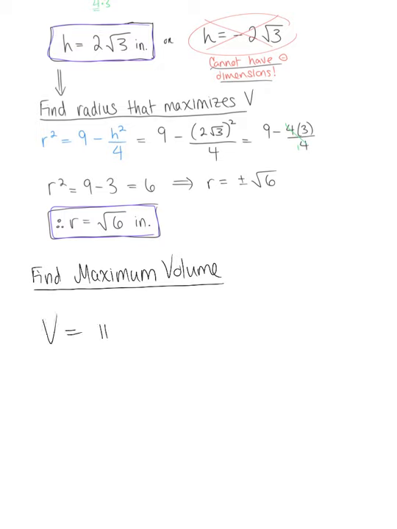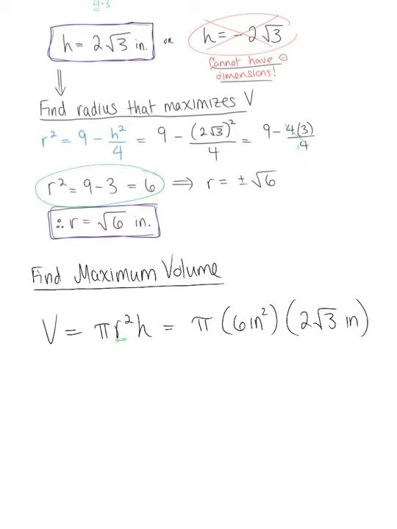So the volume of a cylinder is pi r squared times the height. So actually, if we look back up here, we already know that the radius squared is 6. So that's going to be pi multiplied by 6, forgot this would be inches squared, multiplied by the height, which is 2 times the square root of 3 inches. And so therefore the maximum volume is 12 times the square root of 3, and this is inches cubed. And this is our beautiful final answer.